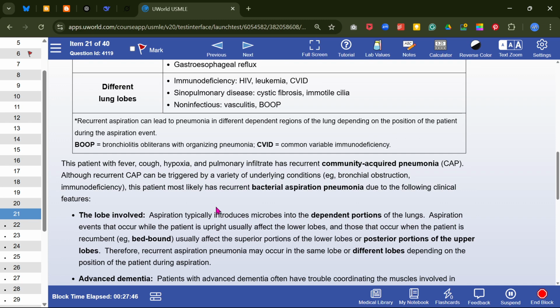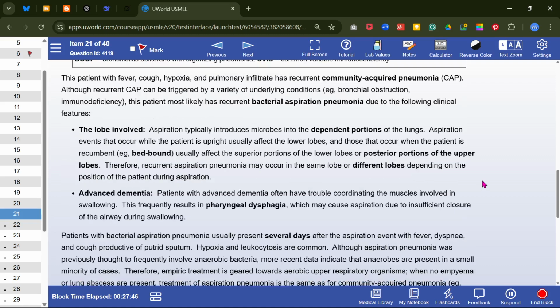This patient with fever, cough, hypoxia, and pulmonary infiltrate has recurrent community-acquired pneumonia. Although recurrent CAP can be triggered by a variety of underlying conditions, bronchial obstruction, immunodeficiency, this patient has recurrent bacterial aspiration pneumonia due to the following clinical features: the lobe involved and the advanced dementia. The lobe involved: aspiration typically introduces microbes into the dependent portion of the lung.